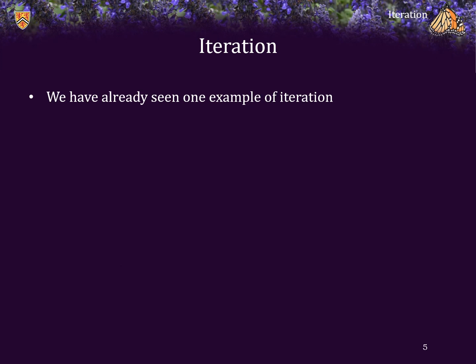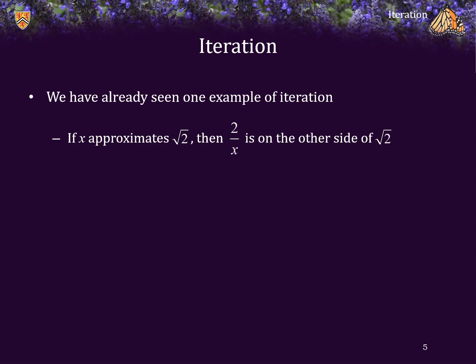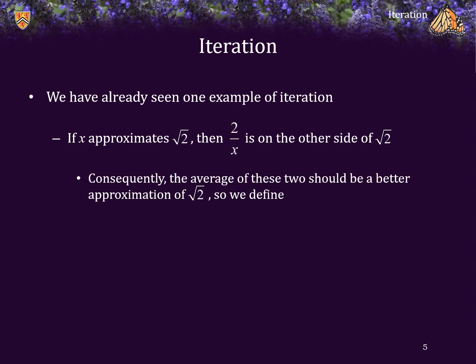We've already seen one example of iteration. We already saw that if x approximates the square root of 2, then 2 over x is on the other side of the square root of 2. So if x is less than the square root of 2, 2 over x is greater than the square root of 2, and vice versa. Consequently, the average of these two should be a better approximation of the square root of 2. So the function we are going to define is f takes x and maps it to the average of x and 2 over x, giving the formula x over 2 plus 1 over x.